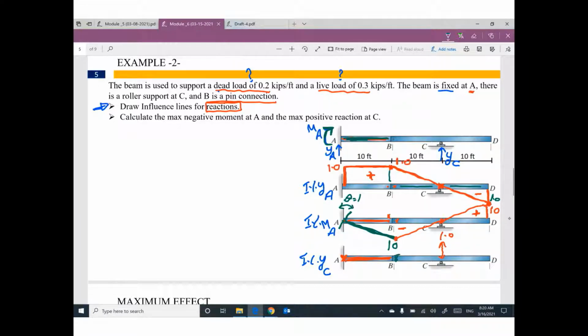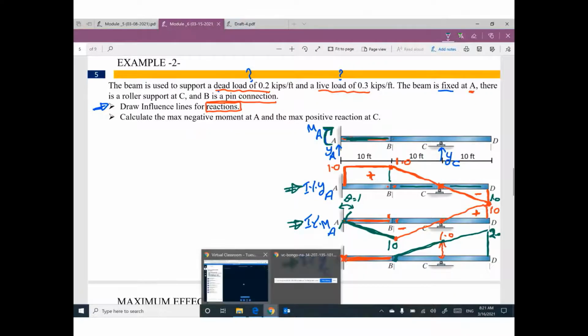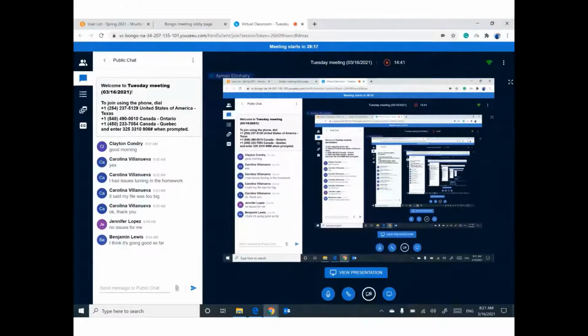So the new position of this part looks like this. I believe this value will be 2. If you do triangle similarity, this value will be 2, because this value is 1 and this value is 0. This is the influence line for reaction YC, influence line for moment MA, influence line for reaction YA. Anybody has any question? Guys, do you have any question related to this reaction?